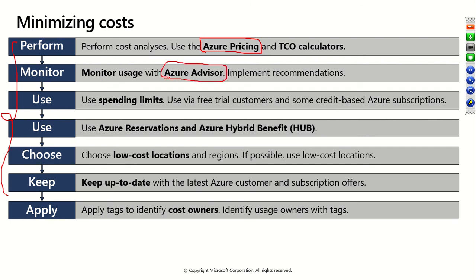See whether you are using more than what you put in your Azure pricing calculator or you are using less. And when you get suggestions from Azure Advisor, make sure you implement the recommendations because it will save you costs at the end of the day. You can also minimize your costs. Minimize your costs by using spending limits. You can achieve this by creating a free trial account first, or create some credit based Azure subscription.